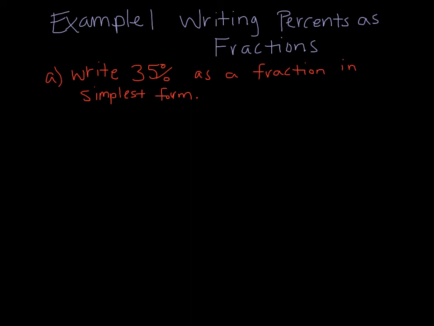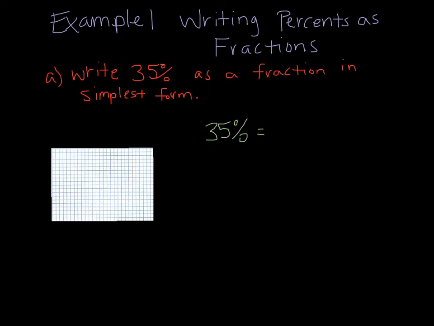Example 1 is writing percents as fractions. So a homework problem might look like this. It might say write 35% as a fraction in simplest form. So what we just learned was we can take 35% and we can take any number and put it over 100, and then I have it as a fraction. So you write it as a fraction with a denominator of 100. I'm going to jot that down real quick.